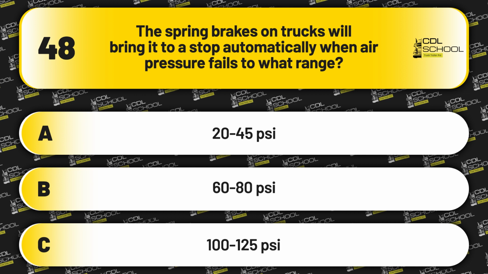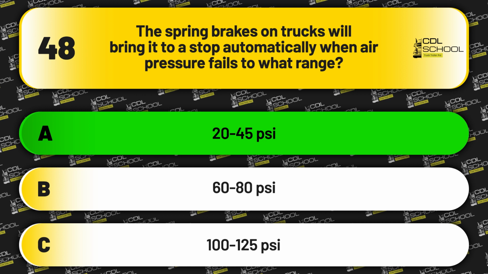The spring brakes on your truck will bring it to a stop automatically when air pressure falls to what range? A. 20 to 45 psi. B. 60 to 80 psi. Or C. 100 to 125 psi. The correct answer is that the spring brakes on the truck will bring it to a stop automatically when air pressure falls to the 20 to 45 psi range.